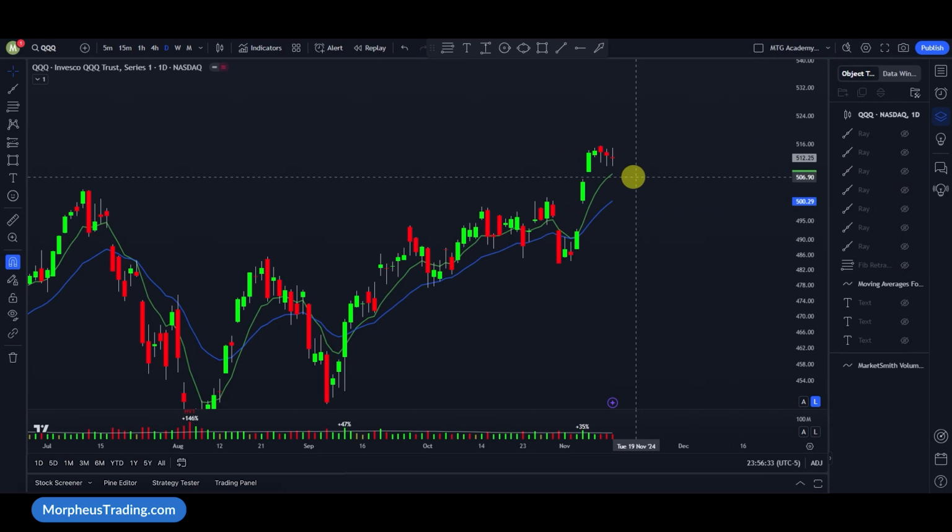So the key levels to monitor again: 507 area minus some wiggle room. That's where the 8 EMA is. And then again, we have the 20 EMA that's rising around the 500, 503 area. Those are the key levels to watch.